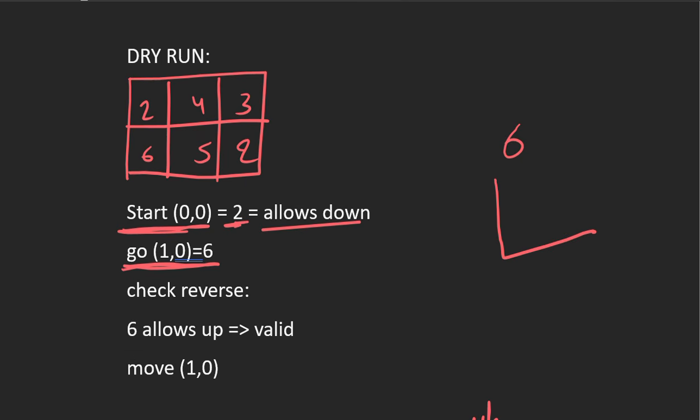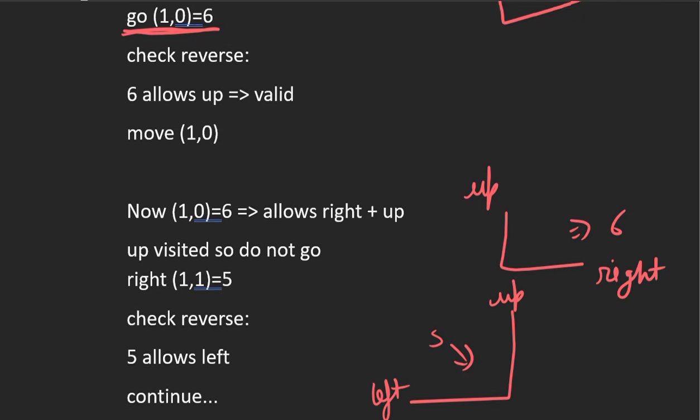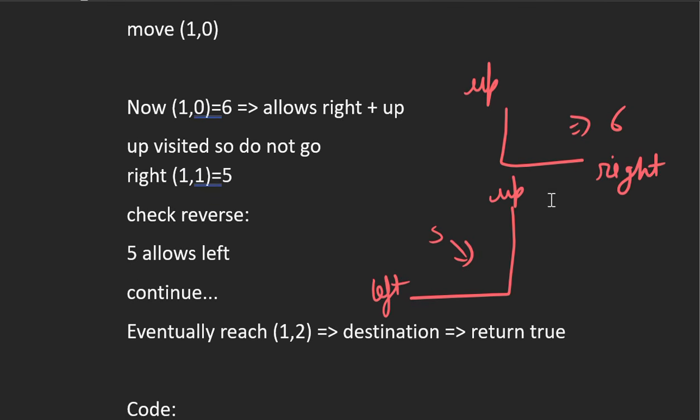So from now 1 comma 0 we can go to the right direction. So we'll now go from 1 comma 0. It allows right direction and up direction, but up is already visited, so we don't go. So we take the right direction and we go to 1 comma 1, that is where we have 5.